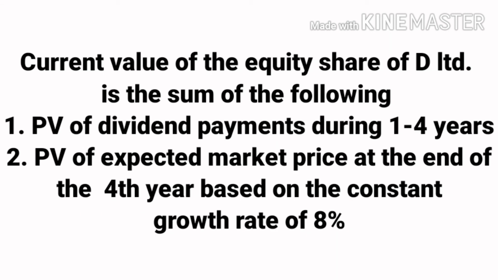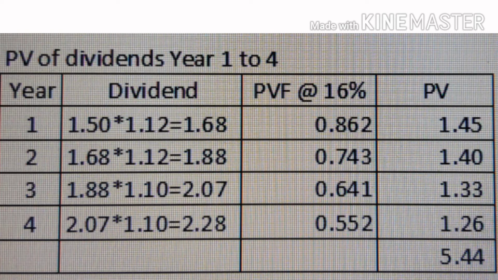Current value of the equity shares of D Limited is the sum of the following. 1. Present value of dividend payments during the year 1 to 4, and 2. present value of expected market price at the end of the fourth year based on constant growth rate of 8%. Let us find out the present value of the dividends.